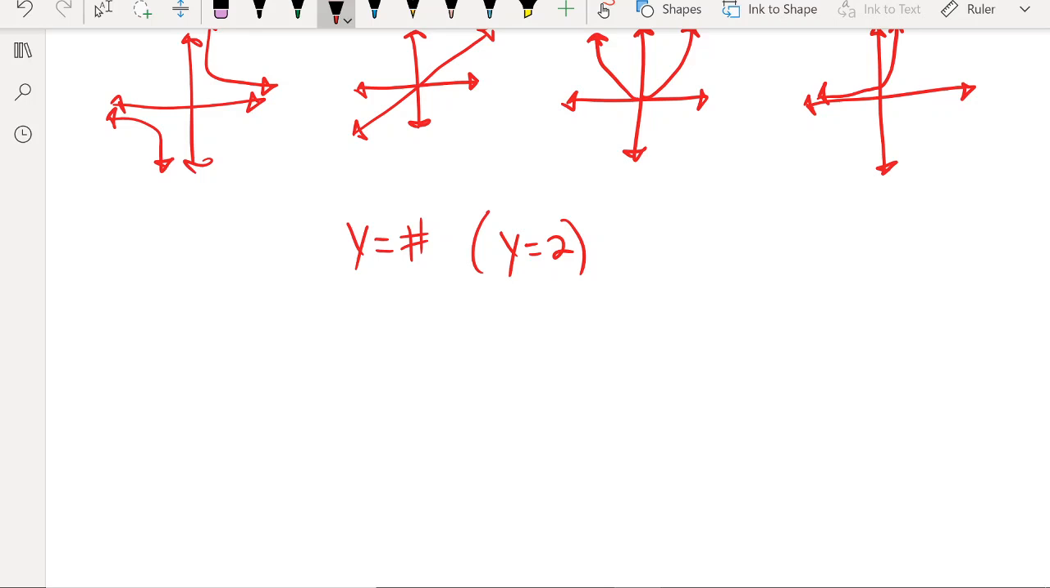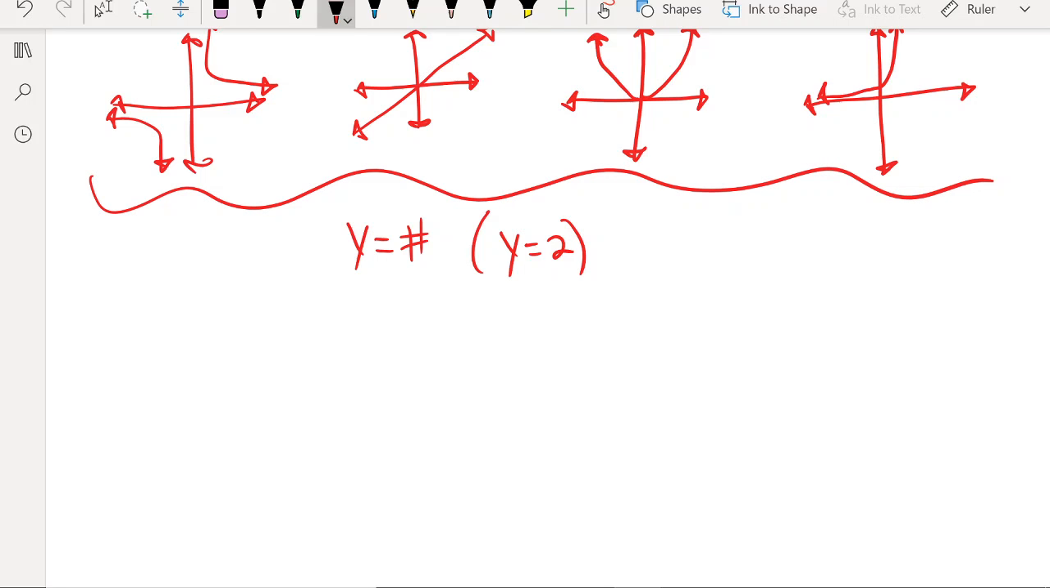Also, sine and cosine, because they're just waves. They're not really going anywhere. They're kind of just oscillating between -1 and 1, unless you do some sort of transformation to them. So those are not really going anywhere.